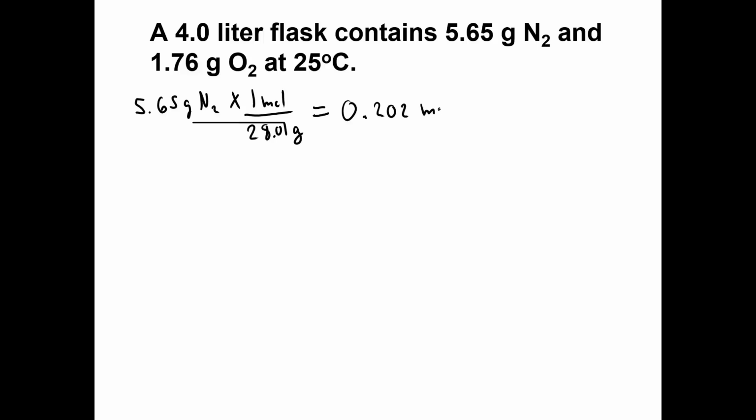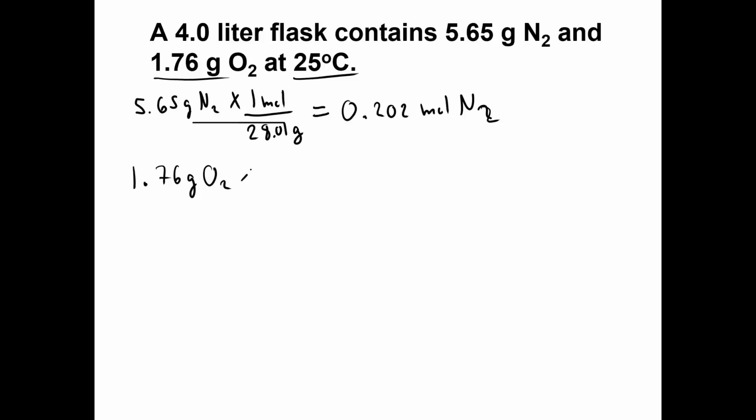0.202 moles of N2. And I can actually use this number of moles and plug it into PV equals nRT with these conditions to figure out the partial pressure of nitrogen. I can do that. That's one way to do it. I'm going to show you a different way. I'm going to do the same thing with oxygen here.